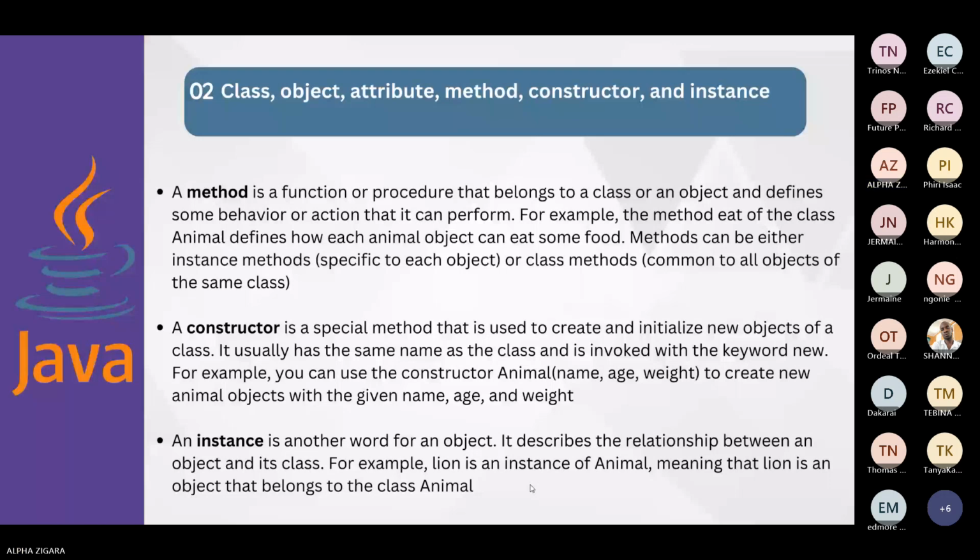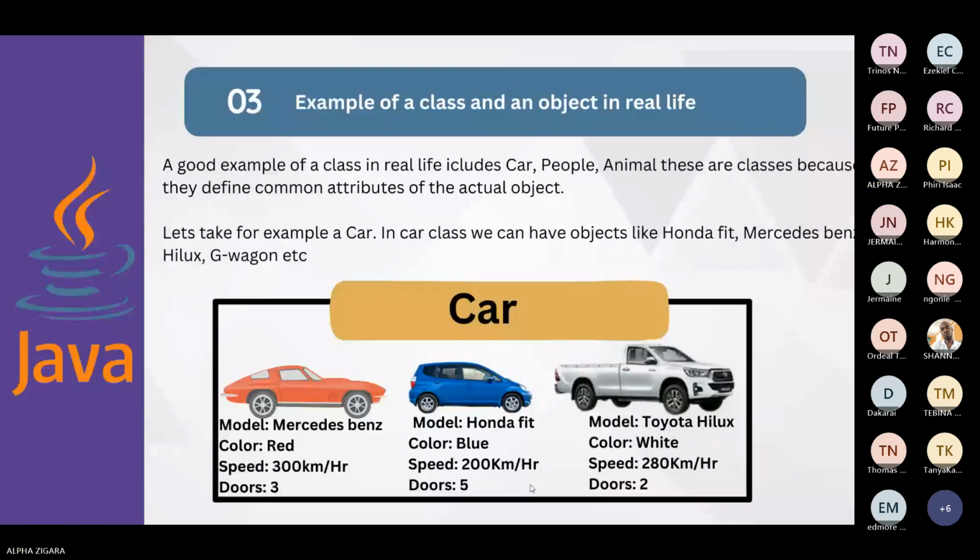We have also another thing that is called an instance. An instance is just a relationship between an object and its class. For example, a lion is an instance of animal, meaning that a lion is an object that belongs to the class animal. So that's an instance. I think now we are done with the definition of terms.